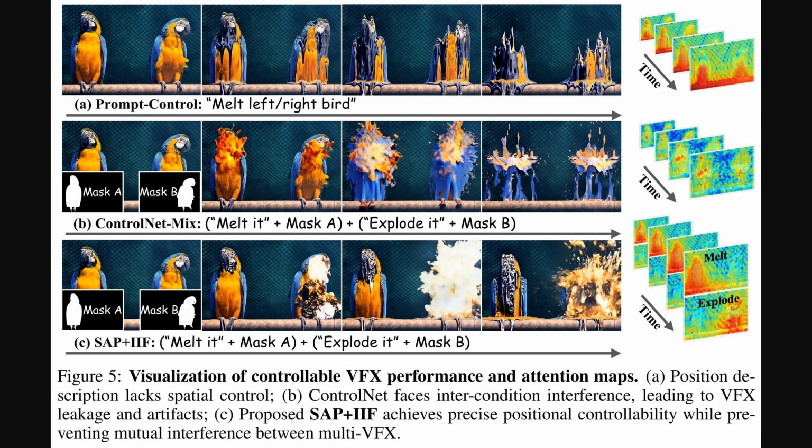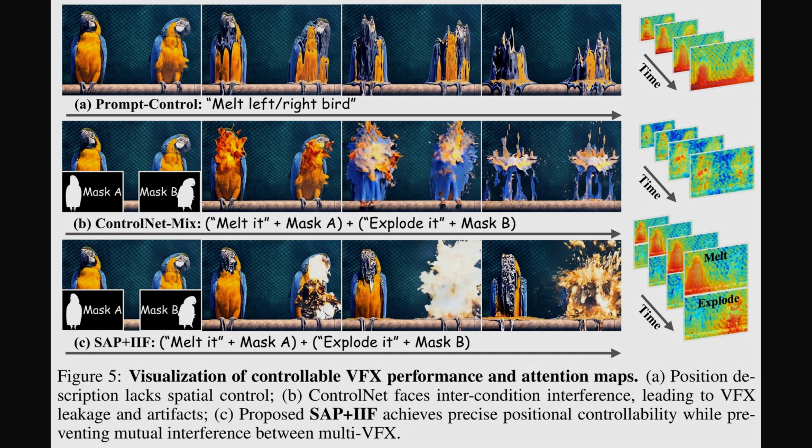Building on that architecture, this figure really visualizes why the Spatial-Aware Prompt with Independent Information Flow is so critical. The attention maps on the right, which show where the model is focusing, tell the story. In the top row, a simple text prompt fails because the model pays attention to both birds. The middle row uses a method called ControlNet, but the effects leak into each other, creating a messy result. But in the bottom row, the proposed method works perfectly, cleanly melting one bird and exploding the other, because the attention is correctly separated.